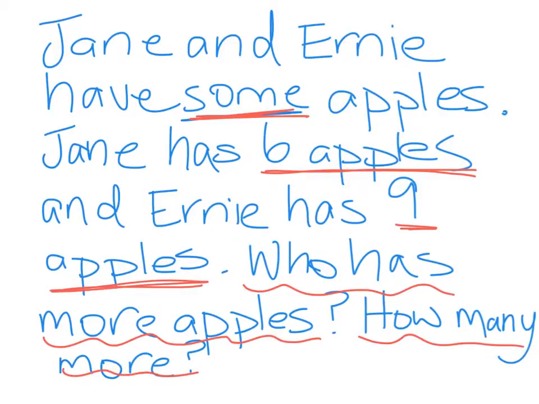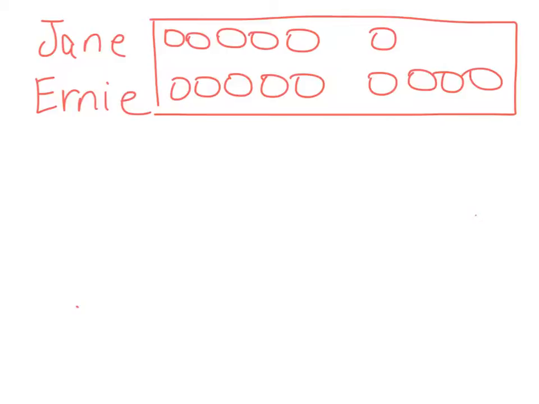So this actually has a two-part question. The first thing we need to figure out is who has more. Is it going to be Jane or is it going to be Ernie? And then we need to figure out how many more that person has, the person with more apples. So here's the way we're going to figure it out. I want you to draw this drawing in your math notebook. It's going to look like this.